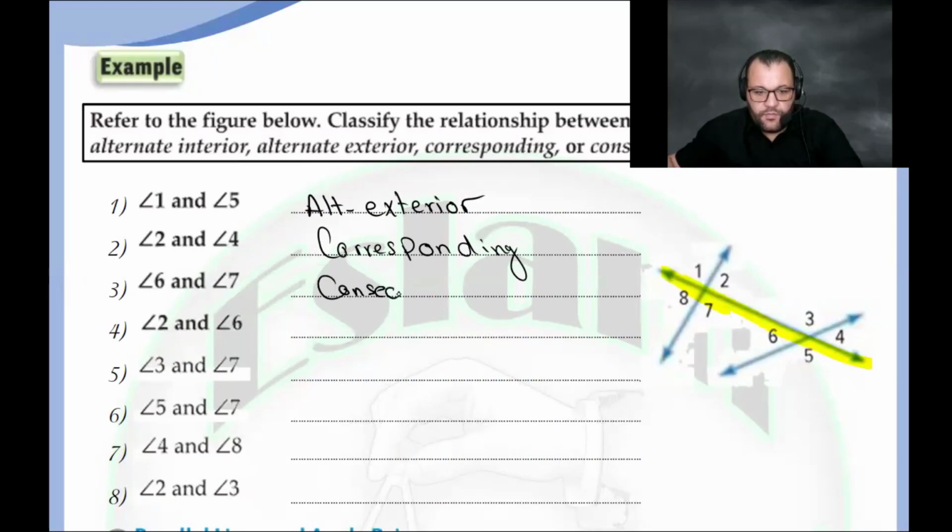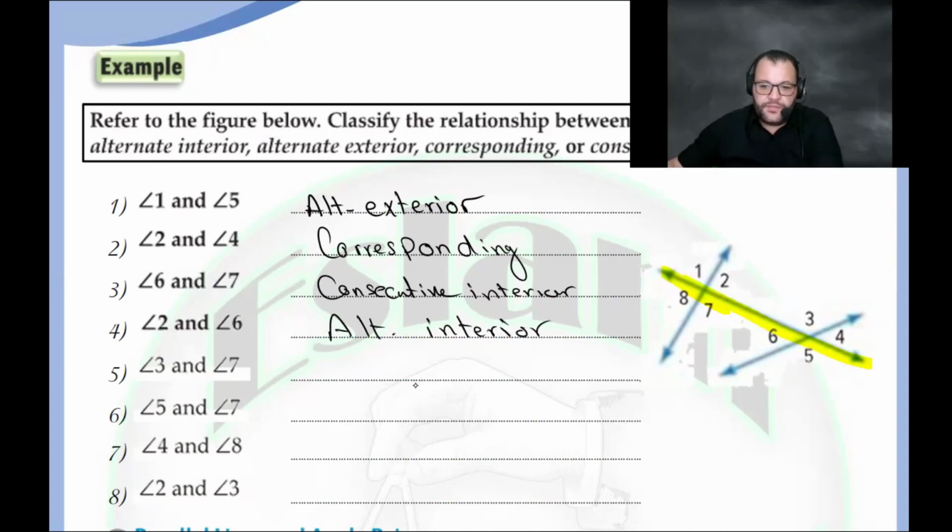So if it's 8 and 5, it will be alternate interior, right? 8 and 4. 8 and 4 are alternate interior? No, exterior. 8 and 4 are alternate exterior. So okay. Now we have 2 and 6. Alternate interior. I need another one.